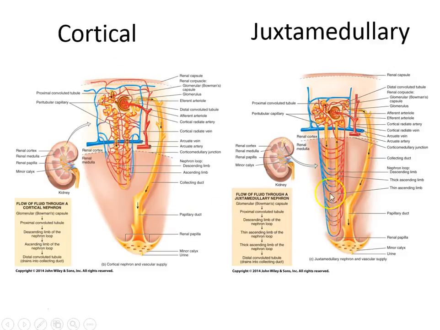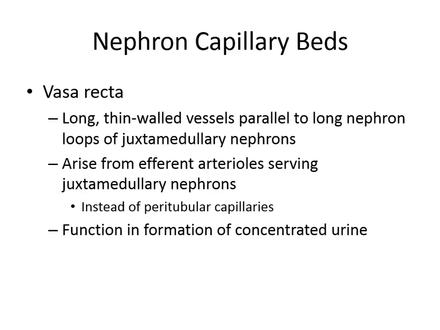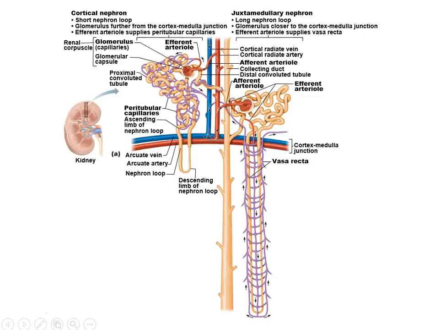And then we've got the vasa recta. Vasa recta, that long net-like structure that goes down the nephron loop. And our juxtamedullary nephrons, where we're making that concentrated urine, keeping more water in our body, so our urine would look more yellow. Good. Peritubular capillaries, vasa recta.